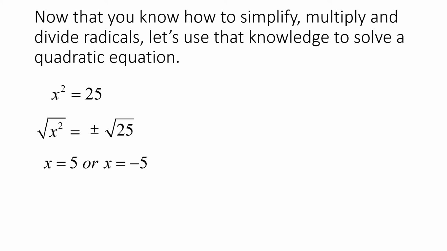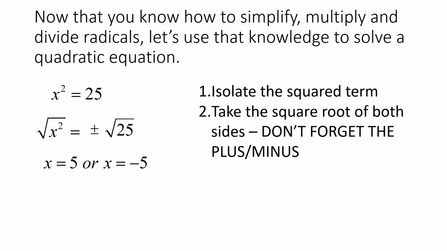So let's take a look at the steps that you need to go through in order to solve a quadratic equation by square rooting. So first thing you have to do is isolate the squared term. The term that has the square on it, you want to get it alone. Then you're going to take the square root of both sides, not forgetting your plus or minus, and then you will simplify your answer. So let's try a few.